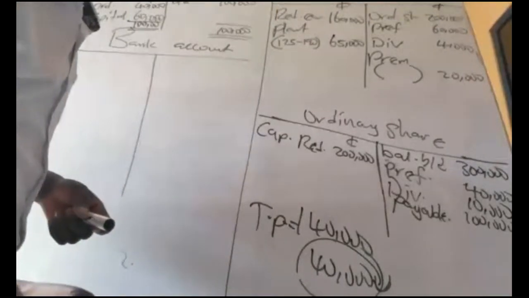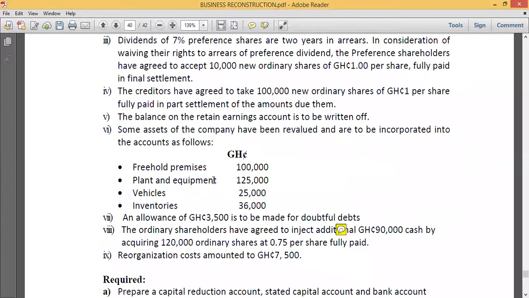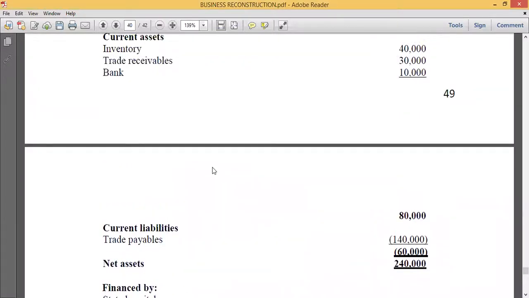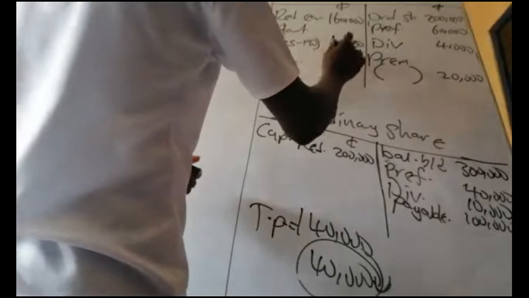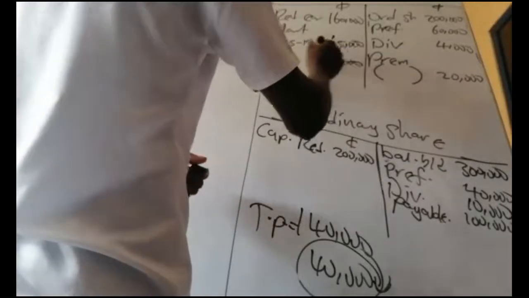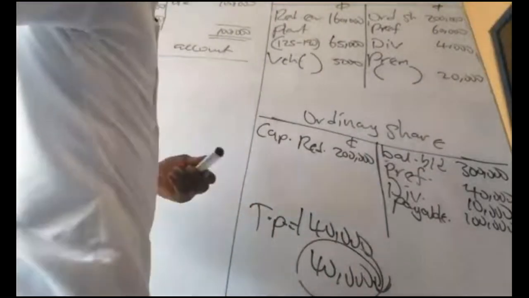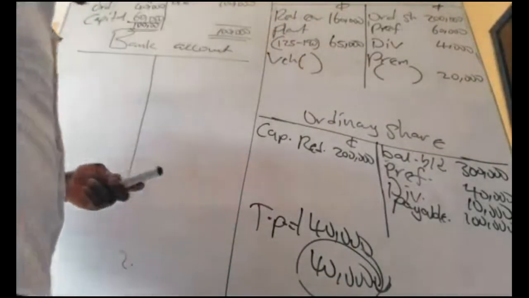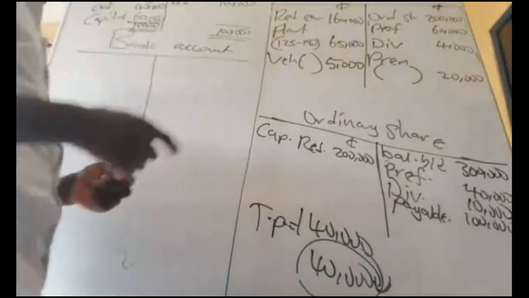Then let's see the next asset on the list. The next one is vehicles. The book value is 30,000, but the fair value is 25. So vehicles, they are also losing. You are losing by 5,000. Now to show working, when you see the bracket open there, you put the 5,000 there. Not too small. So 5,000. Perfect.